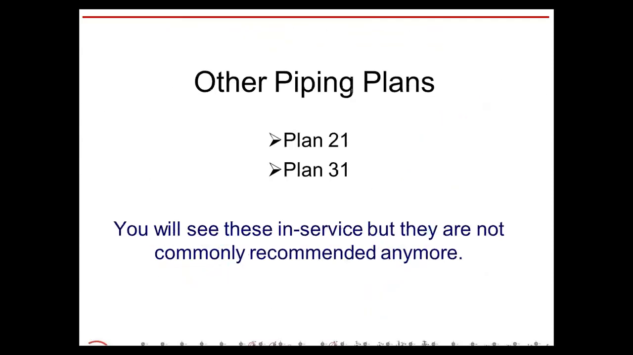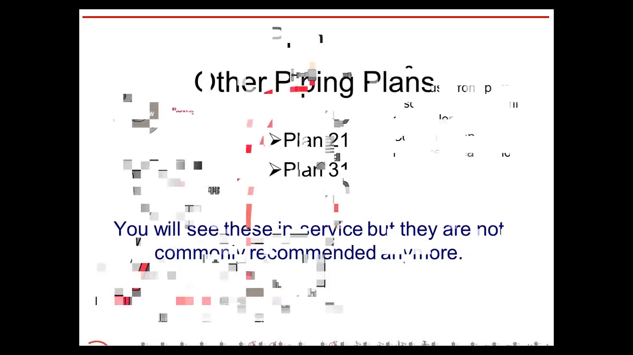Okay, and lastly, what I wanted to talk about on this last slide is the other piping plans that aren't mentioned here, and there's a reason why. The Plan 21 and the Plan 31. Now, you will see these in service, but they are not commonly recommended anymore. So I'm going to show you these 2 slides, and I'll explain why they're not used. And I'm sure some of you have seen these in your systems.